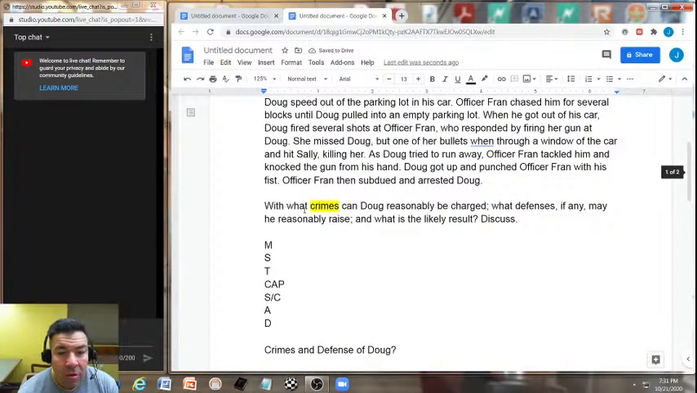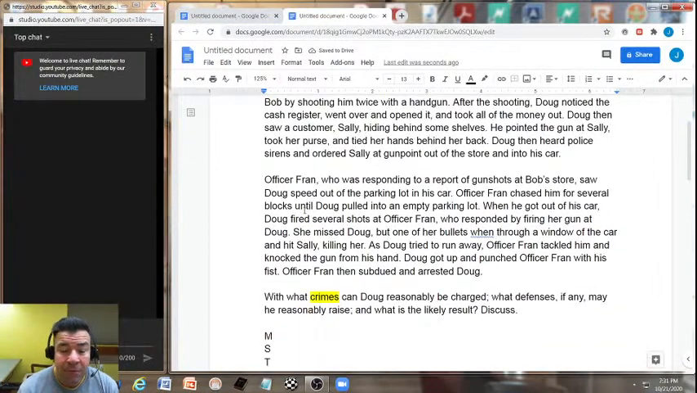Now, after going through those facts, we go down to the second paragraph. Officer Fran, who was responding to a report of gunshots at Bob's store, saw Doug speed out of the parking lot in his car. Officer Fran chased him for several blocks until Doug pulled into an empty parking lot. Well, stop right here. Let's ask ourselves this question. Why are the bar examiners supplying us with these additional foundational facts? Well, they will possibly be helpful to establish analysis for other issues. And mainly, if we keep this at the forefront, we might be dealing with a felony murder rule situation.